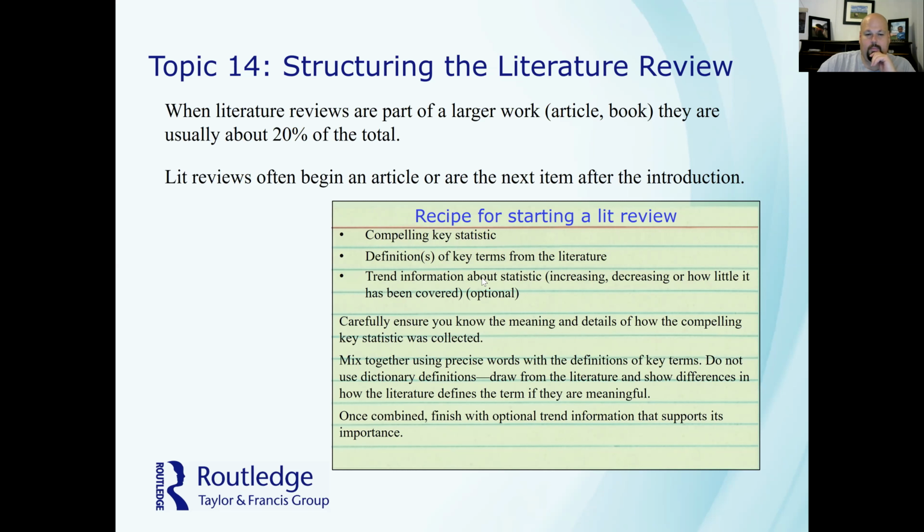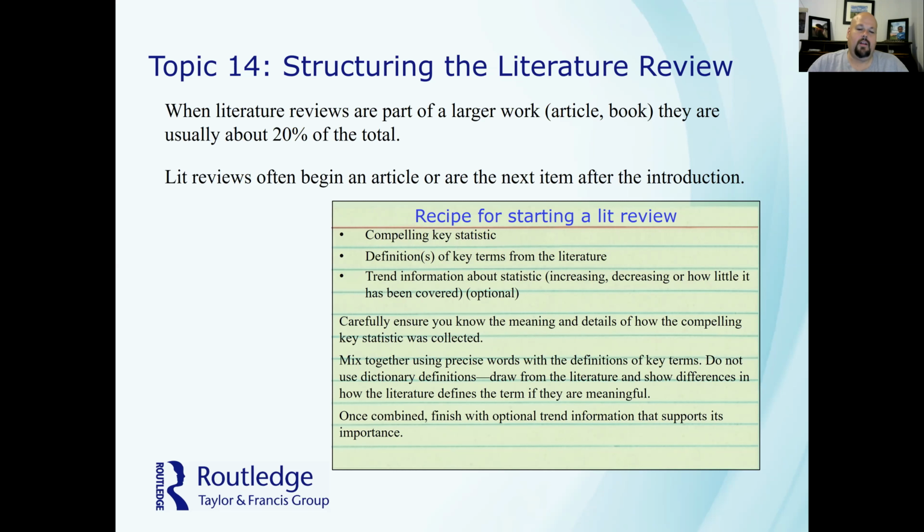Literature reviews often begin an article, or come right after the introduction. So you might introduce your topic and then do a literature review. How do you start a literature review? A lot of times you'll talk about a compelling statistic. For example, if you're studying sexual assault, you might talk about the incidence of sexual assaults on college campuses. You might define the key terms. You might find a trend in the statistics. Is it increasing or decreasing?